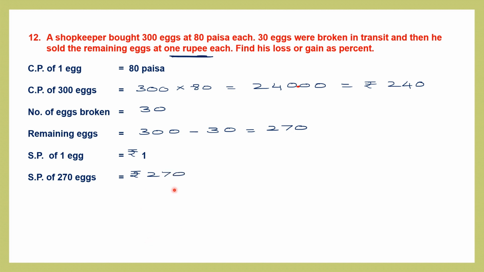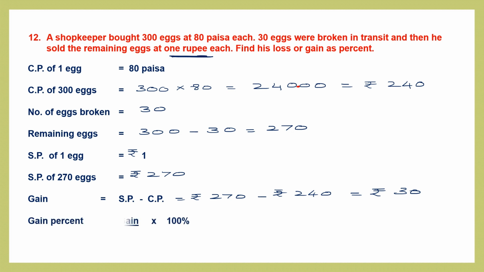So the selling price was 270, the cost price is 240. So that means he bought it for 240, but sold it for a better price. That means there is a gain. Now how do we find the gain? Selling price minus cost price. So that will be 270 rupees minus 240 rupees. So the gain is 30 rupees.